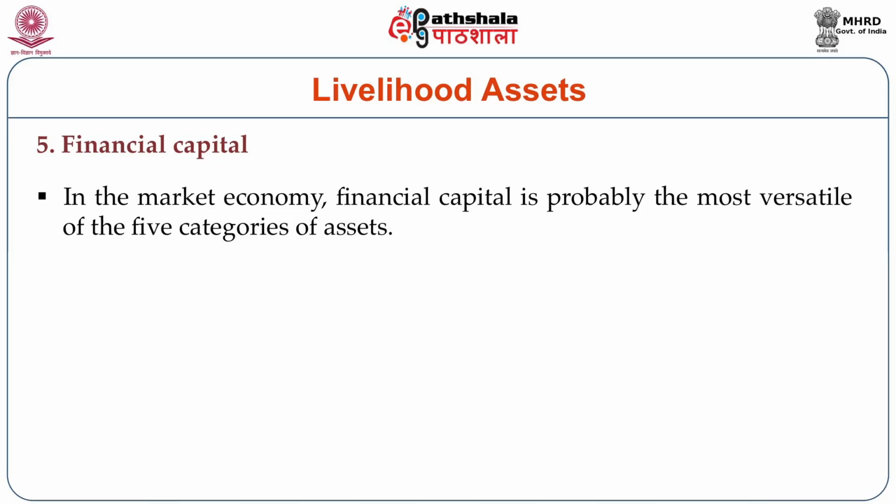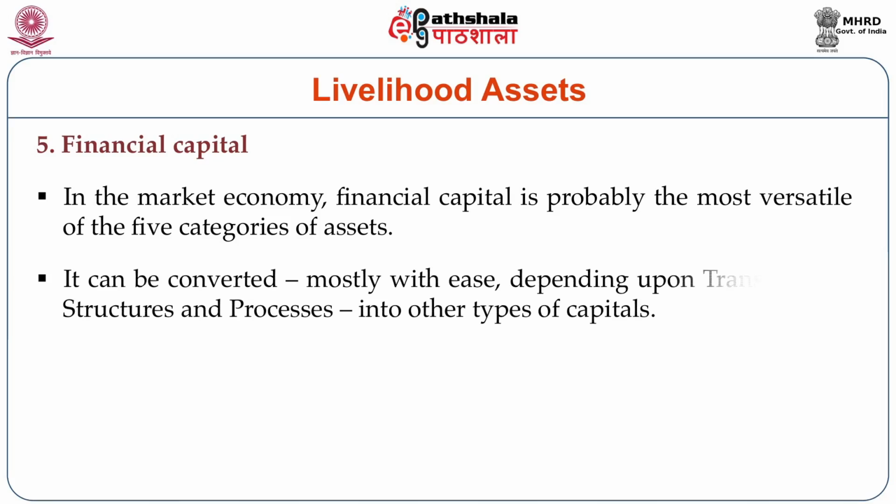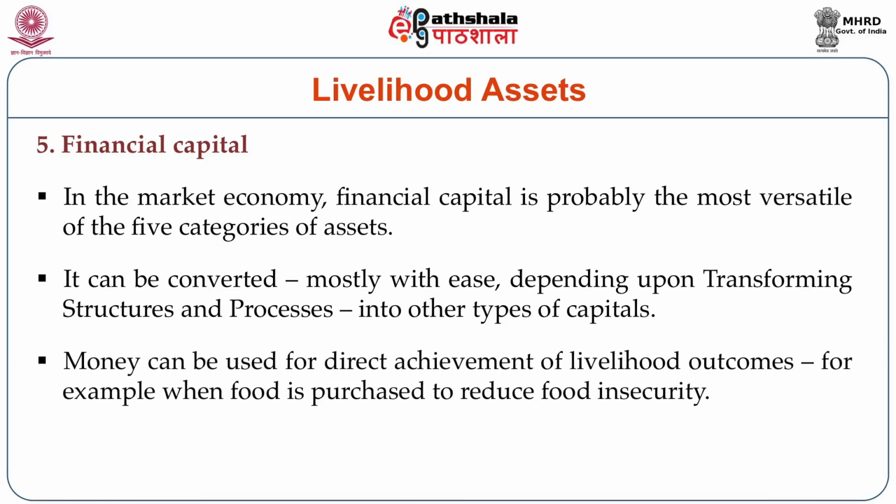Another aspect that we are going to discuss here is financial capital. In the market economy, financial capital is probably the most versatile of the 5 categories of assets. It can be converted mostly with ease depending upon transforming structures and processes. Those are the basic things that we look into. Now, money can be used for direct achievement of livelihood outcomes, for example, when food is purchased to reduce food insecurity.